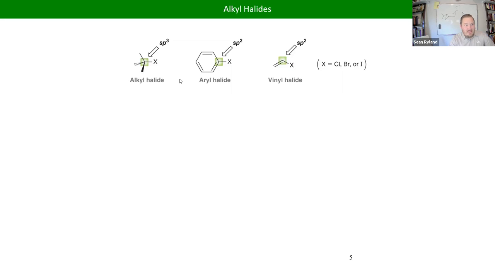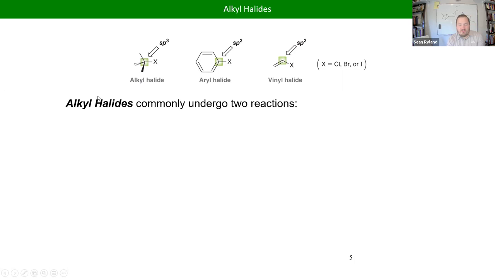And aryl halides or phenyl halides are going to be the same thing, except your halide is attached to a benzene ring. These two, the two with the pi bonds involved, don't go through the same classes of reactions that the alkyl halides do. So we're specifically going to be looking at alkyl halides for this chapter, which means we're talking about sp3 carbons that have a halogen attached. We already know how to name those. Just throw bromo, chloro, iodo, fluoro as a prefix.